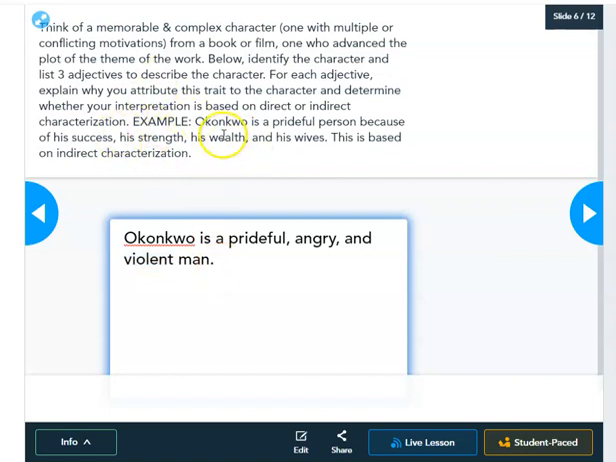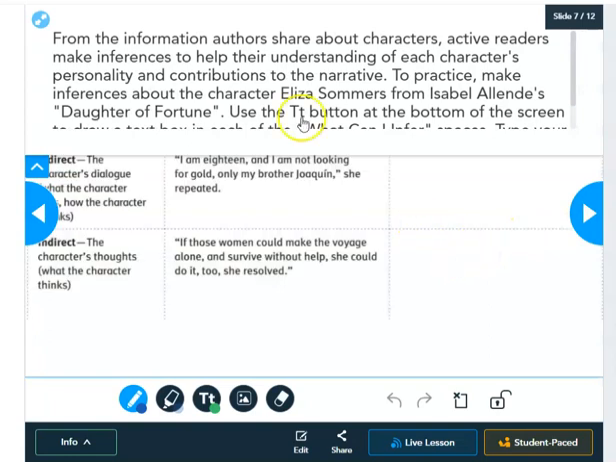So we have an example up here. It says Okonkwo is a prideful person. So that was one of these, because of his success, his strength, his wealth, and his wives. So they've explained why they think he's prideful. Then it says this is based on indirect characterization. So it doesn't say in the book, Okonkwo is a prideful person. He is proud of his strength. He's proud of his wealth. He's proud of his wives. No, you can tell that because of how he acts and how he speaks and how he treats other people. So once you have your answer in, make sure you're hitting the blue submit button at the bottom of the page and move on to our next piece.